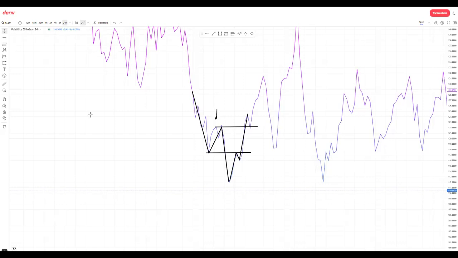Now, after breaking the resistance here, it was tested on the right hand side as support after breaking it. Can you see that? After they broke the resistance, they came back to test it, and then they went higher again. As they went higher, they come back. What do you have here? Your support level. You enter here. This is daily chart.